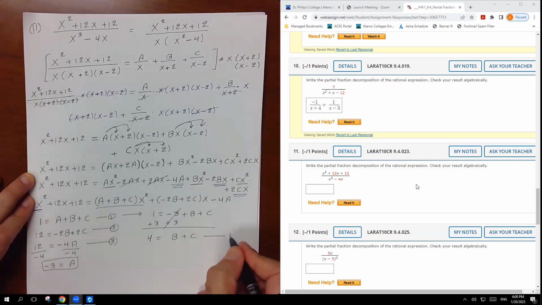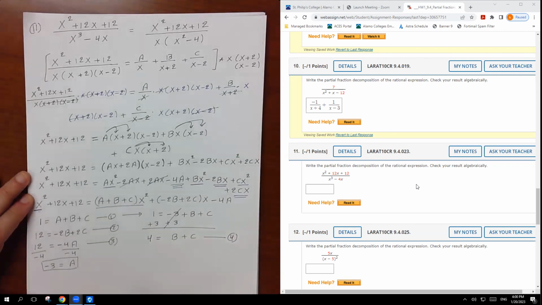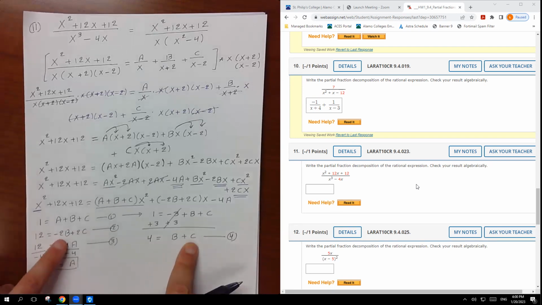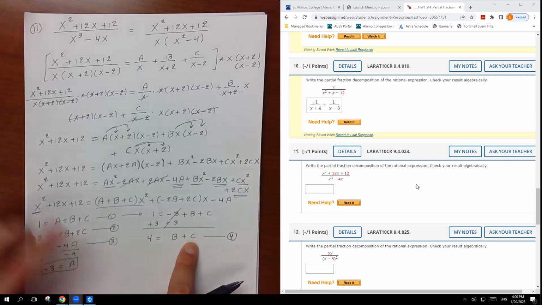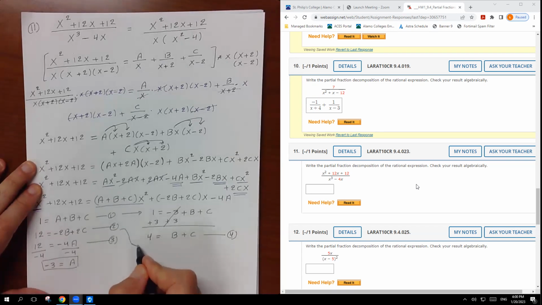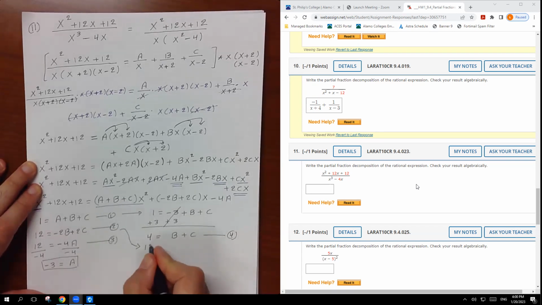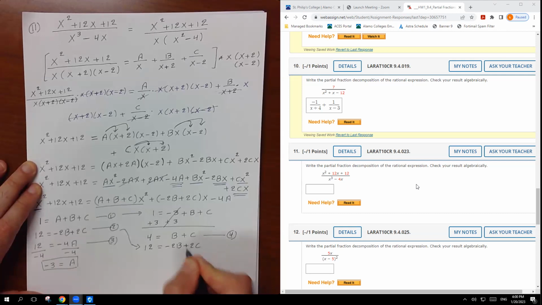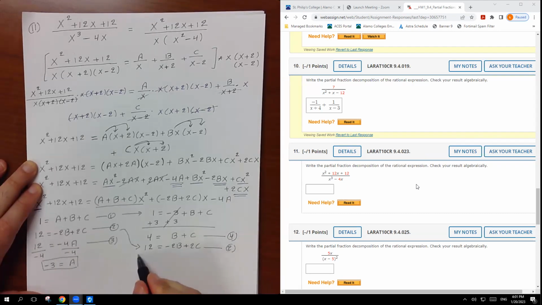I'm going to write down this is number 4, equation number 4. Now I'm going to write down equation 2 here. That means 12 equal negative 2b plus 2c. This is number 2. I just wrote number 2 here.